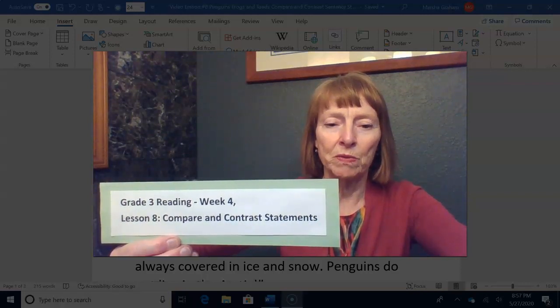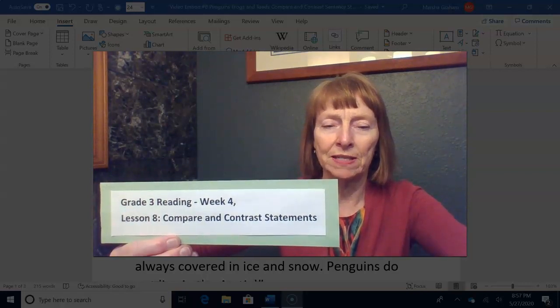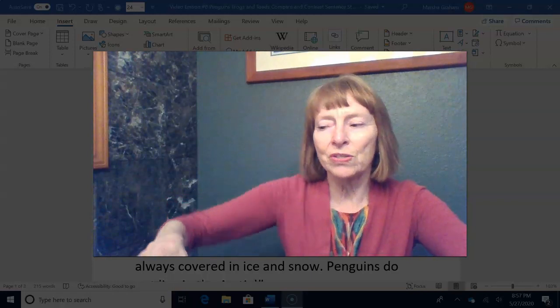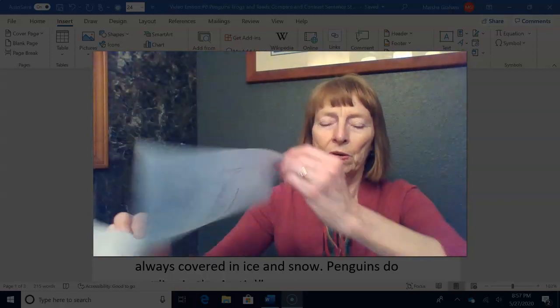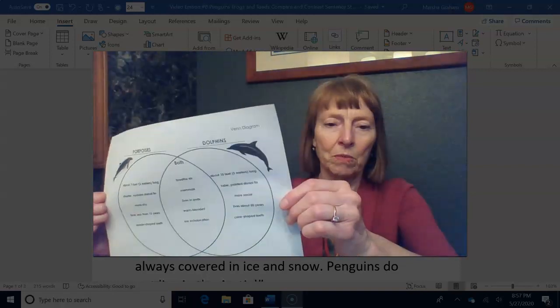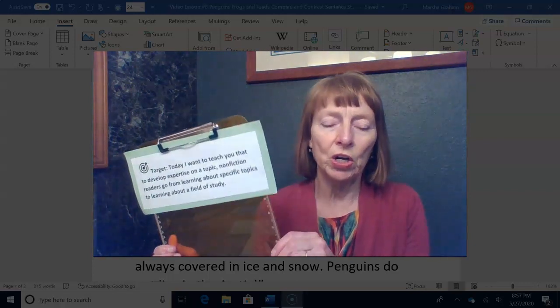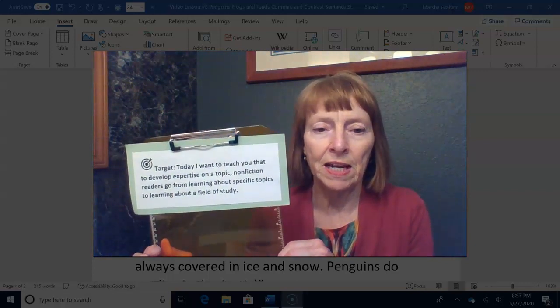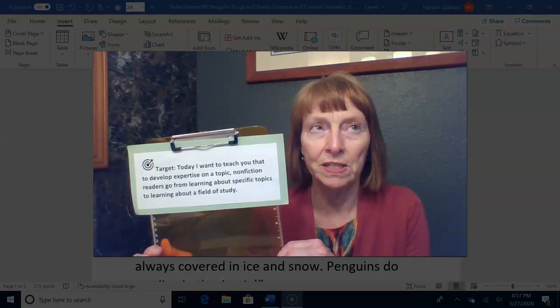This is grade 3 reading, week 4, lesson 8, compare and contrast statements. So what you'll need for today's lesson is your lesson 8 paper with the Venn diagram on the back and a pencil. Today's target is, today I want to teach you that to develop expertise on a topic, nonfiction readers go from learning about specific topics to learning about a field of study.